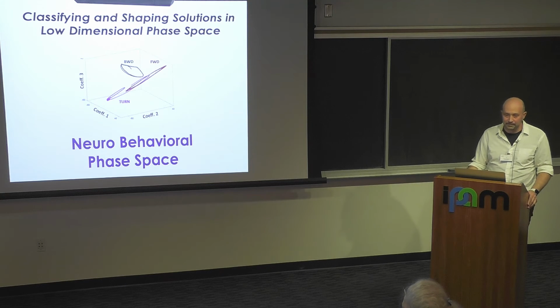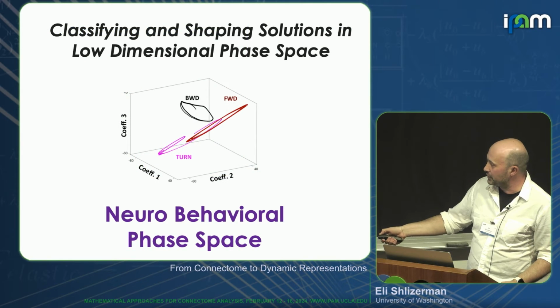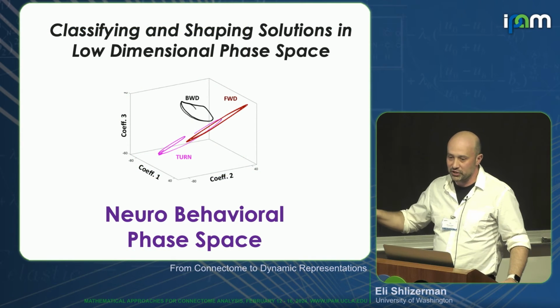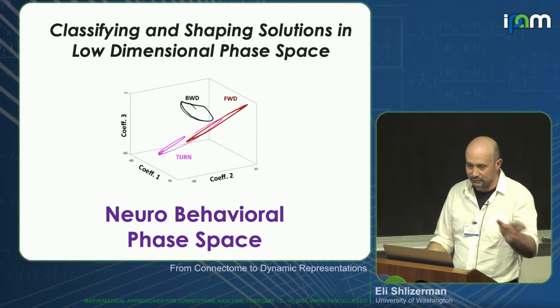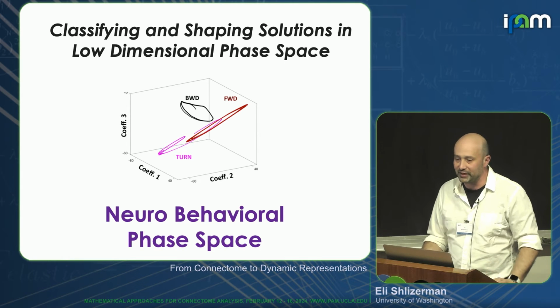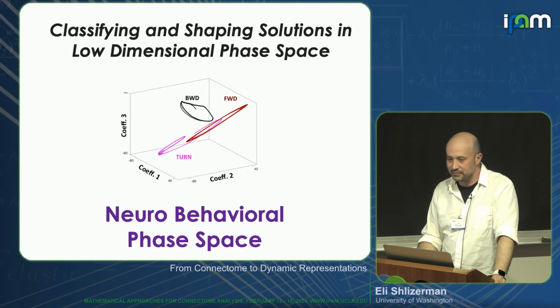So what are the dimensions of this phase space? These are the first three principal components projection. But the integration of the whole body model is integrated along with the neural dynamics.